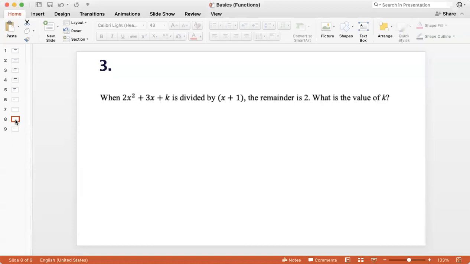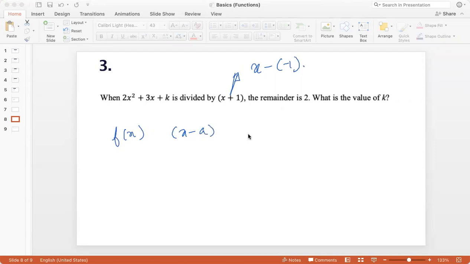Okay, when 2x squared plus 3x plus k is divided by x plus 1, the remainder is 2. What is the value of k? So here I can use the remainder theorem. Remember that I would have to write x plus 1 as x minus of minus 1, right? Because when I do the remainder theorem, I say that when f(x) is divided by x minus a, then the remainder is f(a). So here a will be negative 1, right? Because x minus of minus 1.